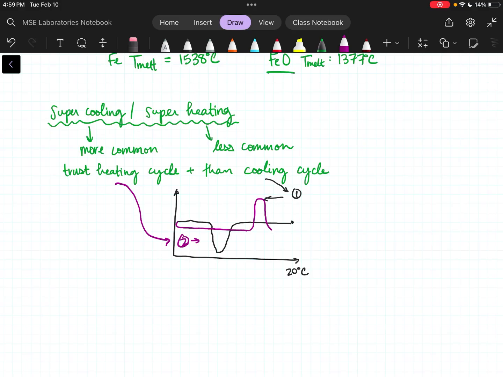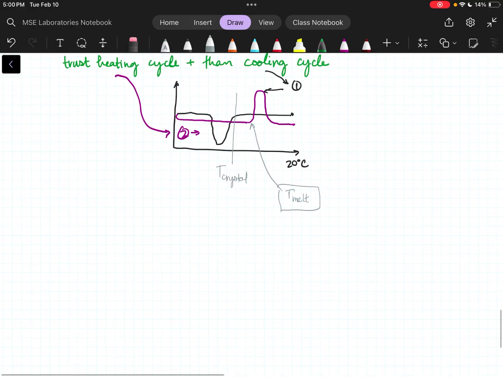It would be something more like this, where we've got the T of crystallization there, versus here we've got the T of melt. And I trust that T melt value better than I trust that T crystallization value because of supercooling. Does that make sense? Okay.